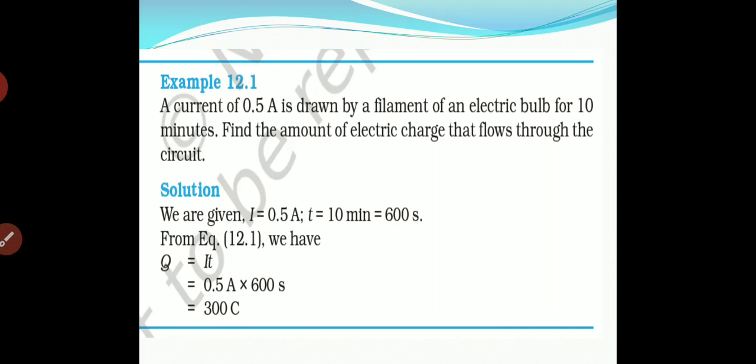Now we have an equation, a formula of current: I is equal to Q upon t.